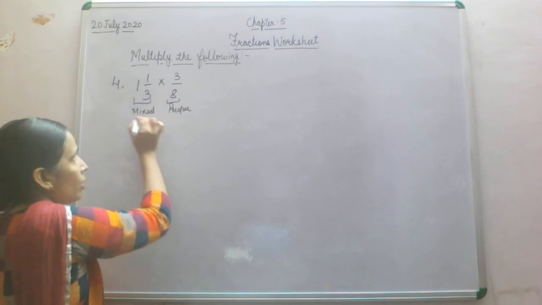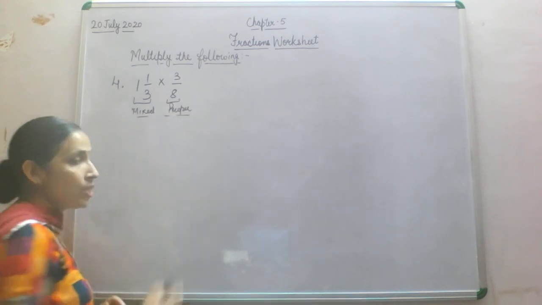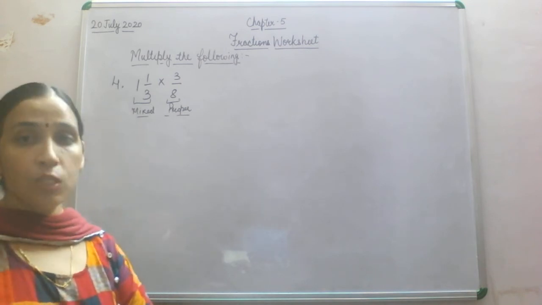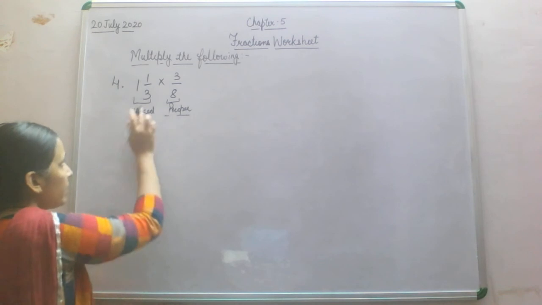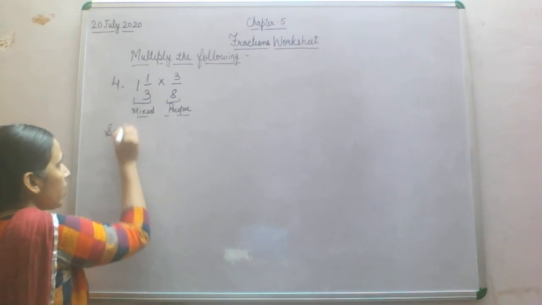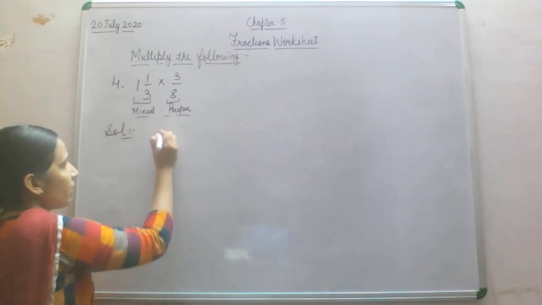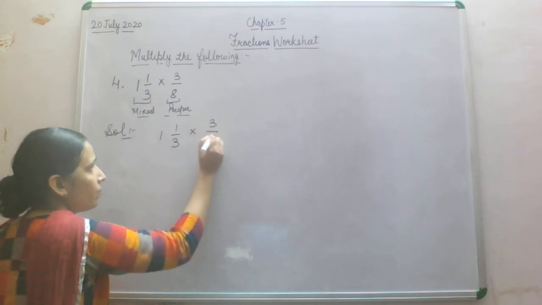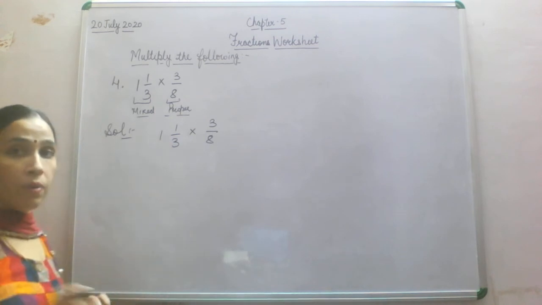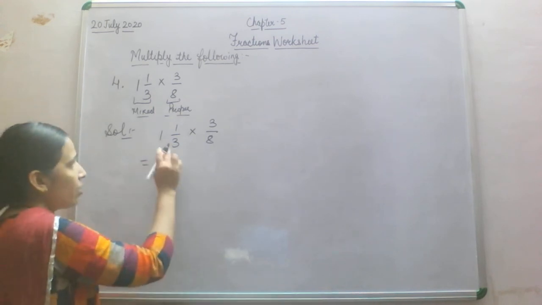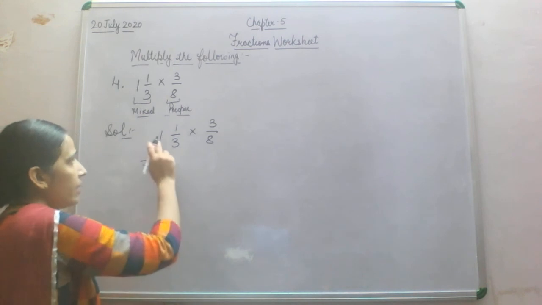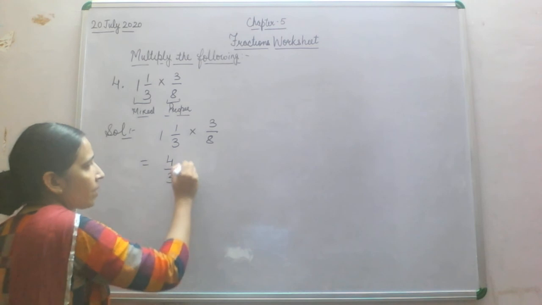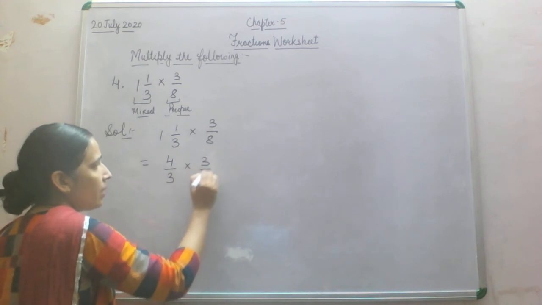So how are we going to do this? Now a mixed fraction is supposed to be changed into an improper fraction first. First of all, what we will do is change this mixed fraction. So let's start the solution. The mixed fraction 1 and 1 by 3 is going to be converted into an improper fraction. Now 3 ones are 3, 3 ones are 3 plus 1 is 4. 4 by 3 multiply by 3 by 8.